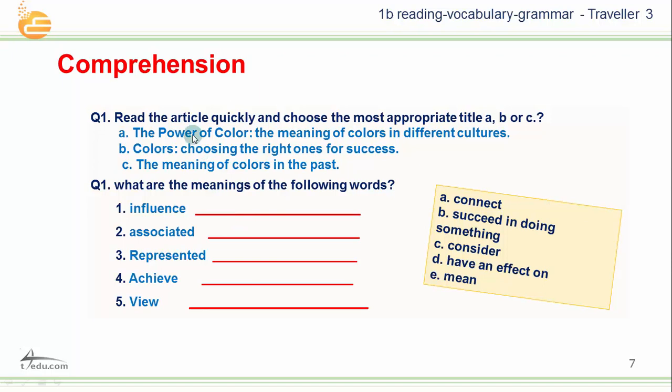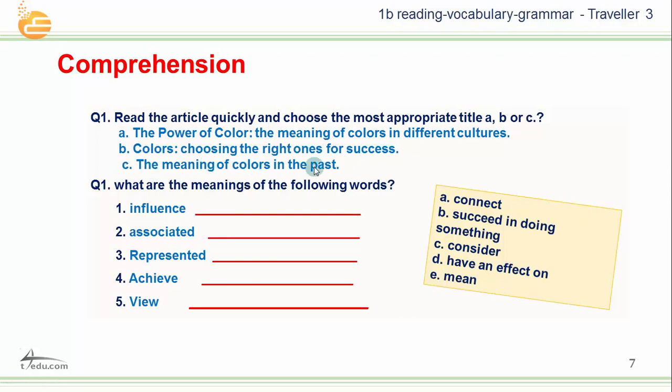So for the first one, let's choose a title. We have three suggested titles. A, the power of color, the meaning of colors in different cultures. B, colors, choosing the right ones for success. C, the meaning of colors in the past.